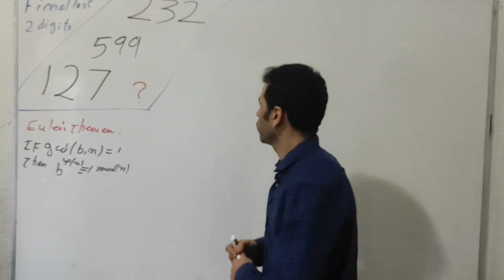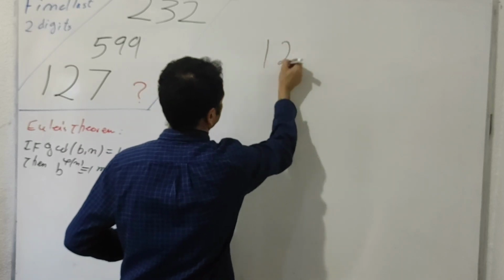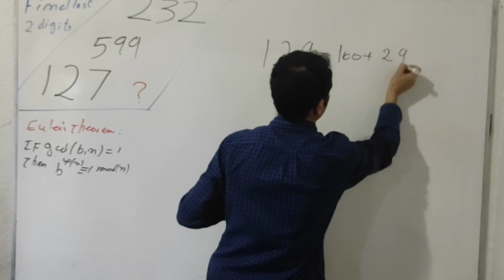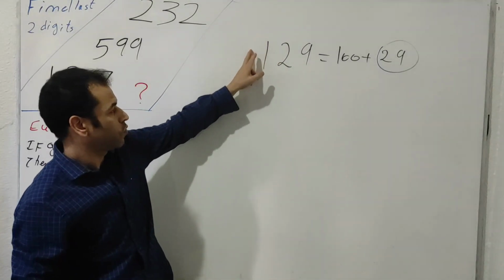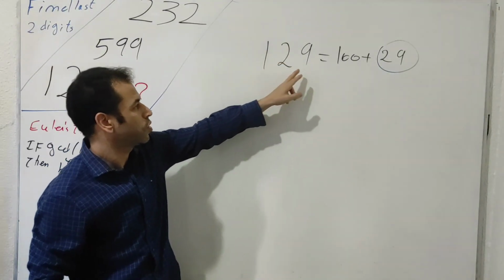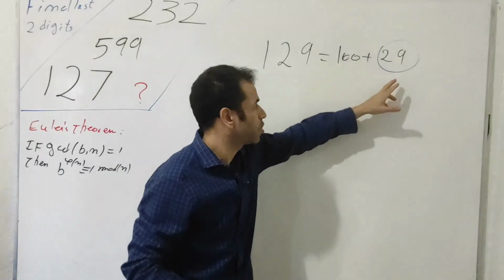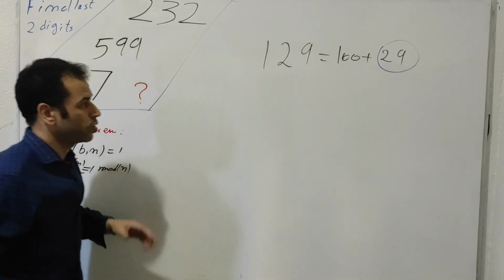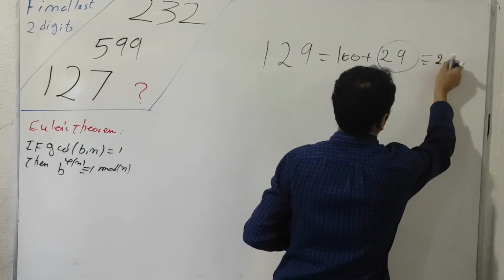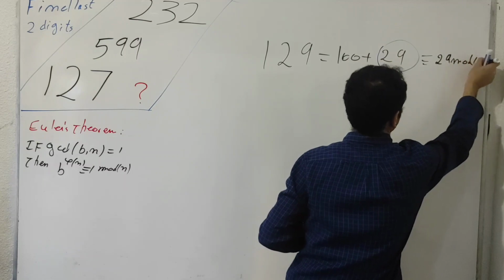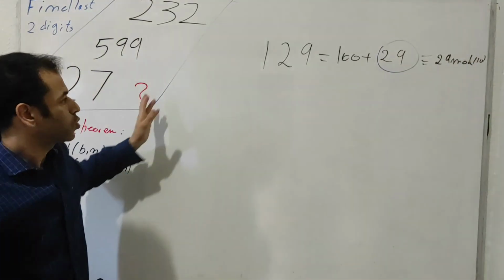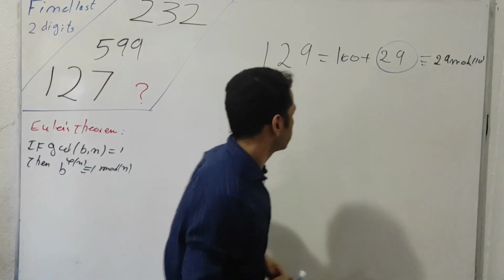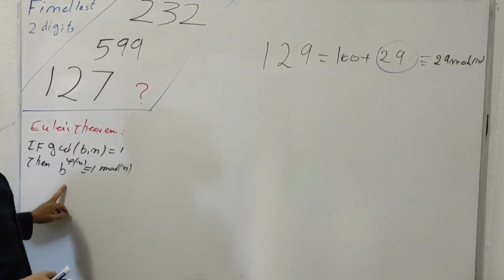So for example, if you have the number 129, it is written in this form: 100 plus 29. If you've been asked to find the last two digits of this number, which is 29 as a remainder, the most important thing here is that we are going to find the remainder of this number. This one is congruent to 29 mod 100. So I'm going to use the same thing here. I'm going to reduce the whole number mod 100 by using this tool, Euler's theorem.